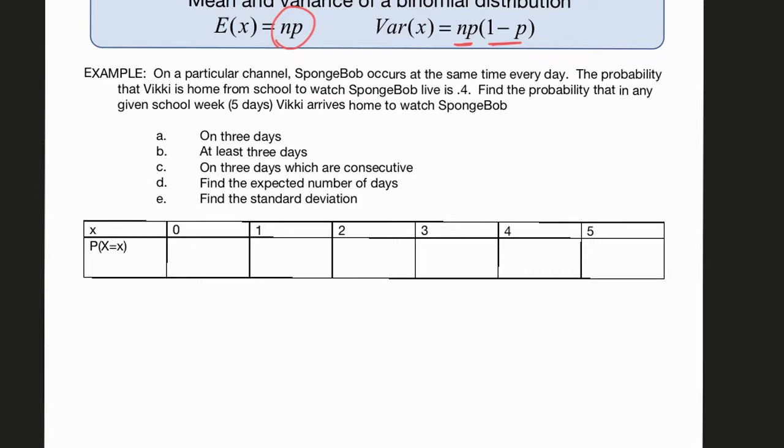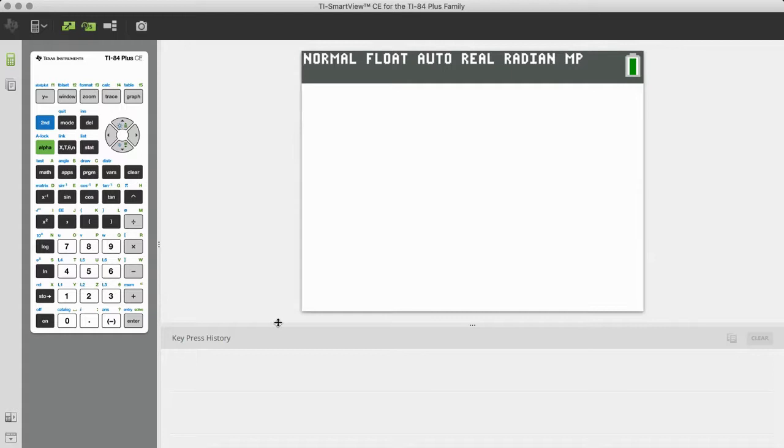All right, so for this particular problem, it is a discrete random variable with a binomial distribution. She's coming home 5 days a week, and the probability that she gets to watch SpongeBob is 0.4. With these numbers and the calculator, I'm going to be able to fill in this probability distribution. Let me show you how to use your calculator to do that.